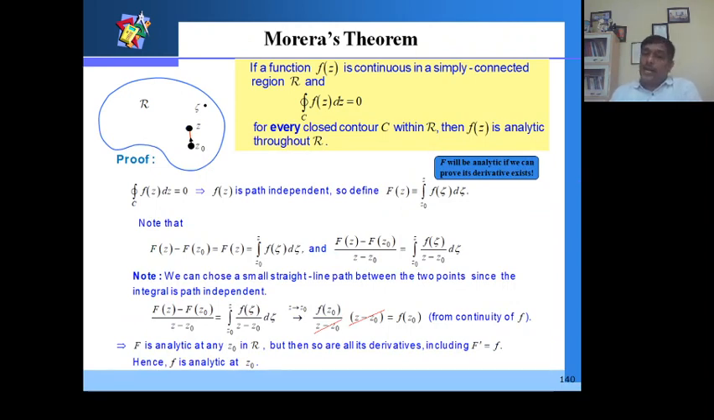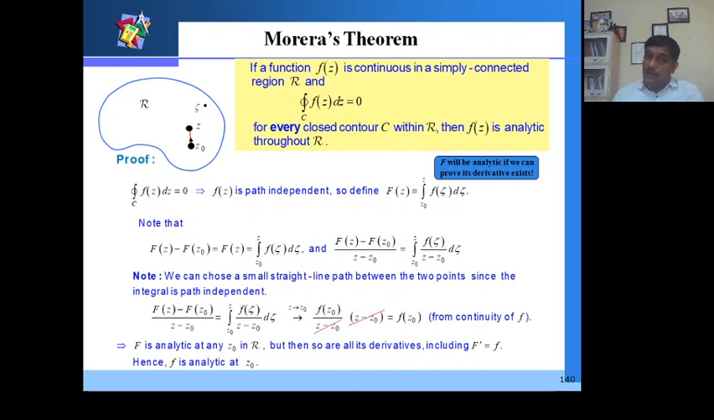Now that is Morera's theorem. It is known as the converse of Cauchy's theorem. What is the converse of Cauchy's theorem? What is Cauchy's theorem? If a function f(z) is analytic inside a closed region or simply connected region, then the integral over C of f(z) dz is equal to 0. That is Cauchy's theorem.